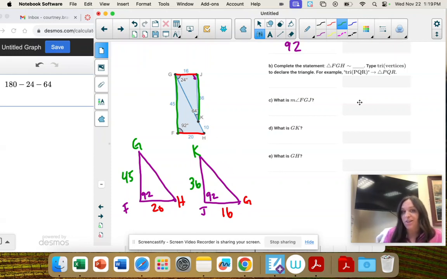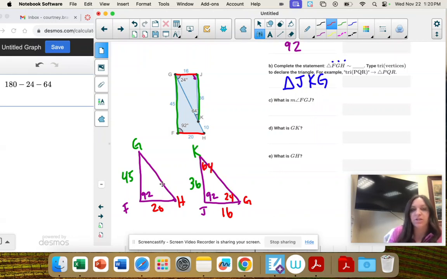That really helps me draw them out because the order matters. So if I'm going F, G, H, F, G, H, I'm going to go J, K, G. See how we went all the way around. And if those are similar, the angles are the same. So G is 24 and K is 64, and that's going to help us with our next question. Then G would be 64 here, and H down here would be 24.